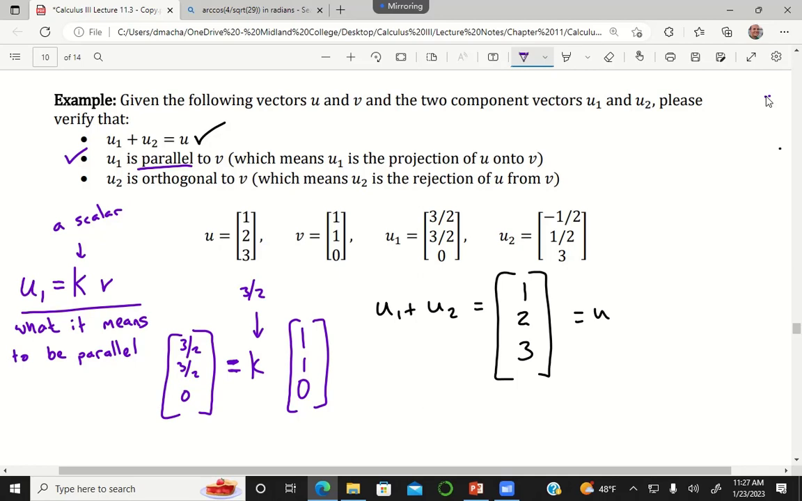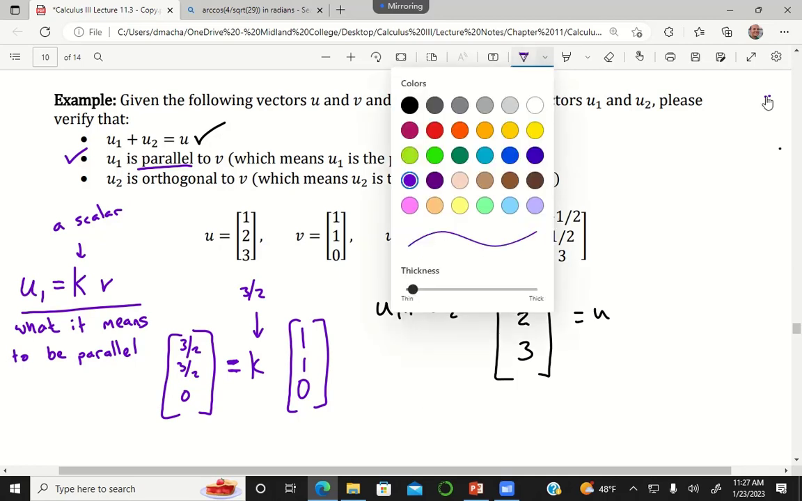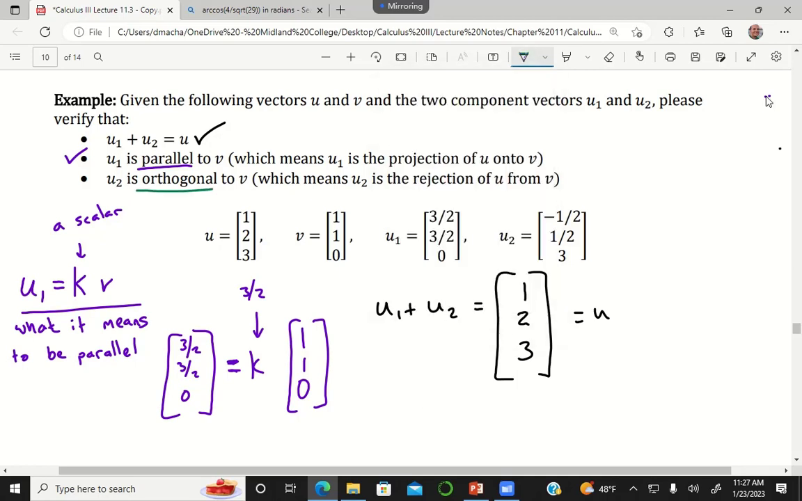Bullet point number 3 that I'm trying to verify is that U2 is orthogonal to V. So I want to check that U2 is orthogonal to V. And how would I know that U2 is orthogonal to V? How do I verify that? Dot product is 0. Yeah. If the dot product is 0, then I know that they're orthogonal. So what I want to find is that U2 dot V is equal to 0. This is what it means to be orthogonal.